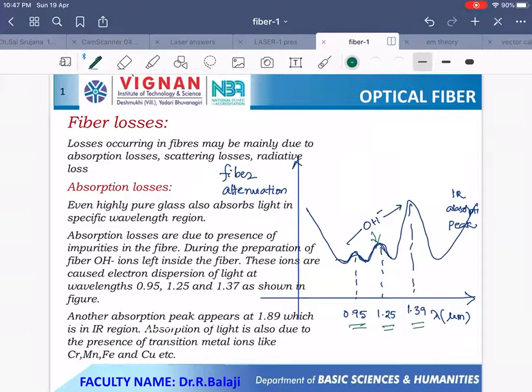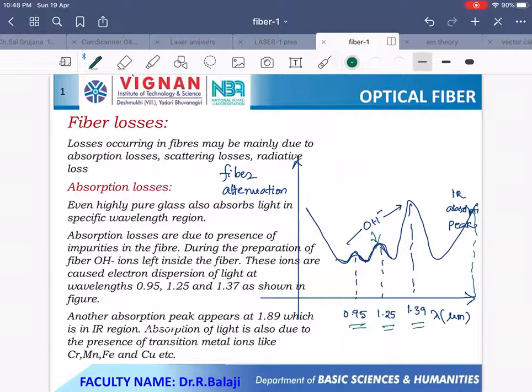So this electronic dispersion of light is basically due to the presence of OH minus ions in the fiber, which exist in the preparation of optical fiber. So by default it consists of these OH minus ions. This happens in the preparation of optical fibers. Another absorption peak appears at 1.89 micrometers, which is in the IR region.